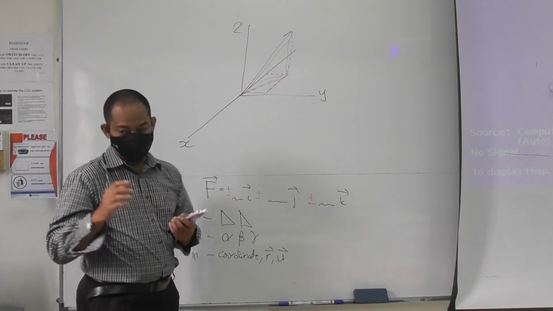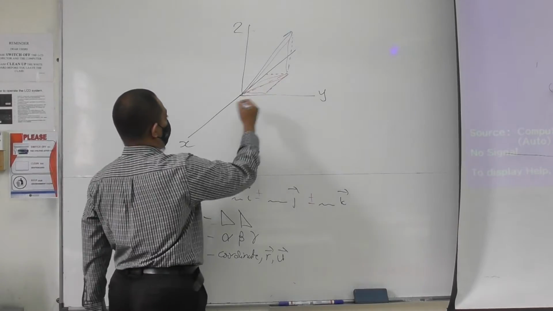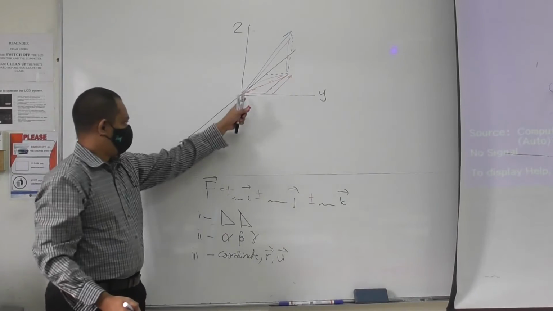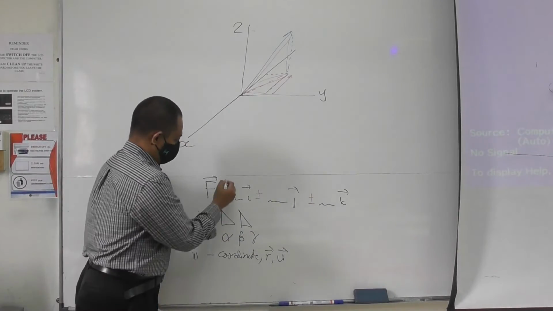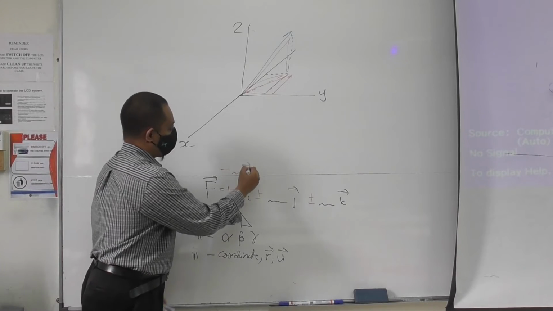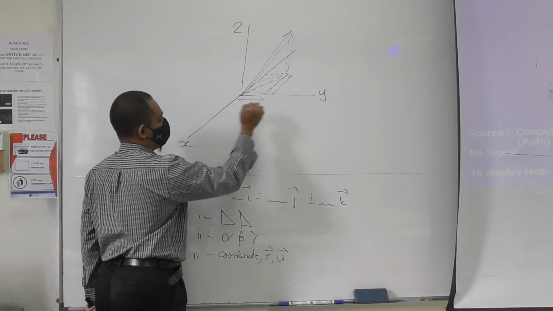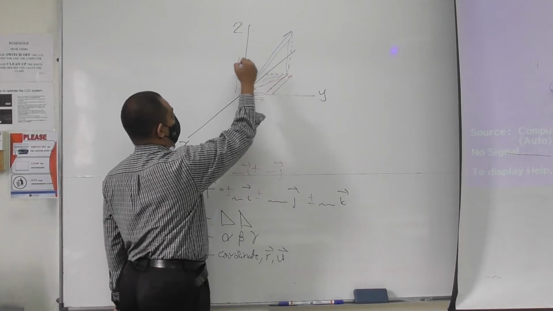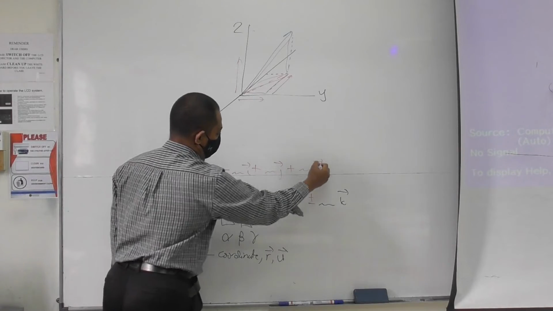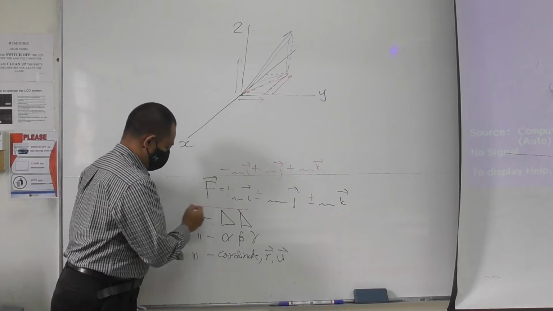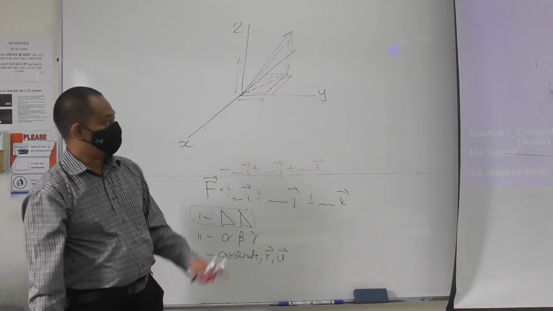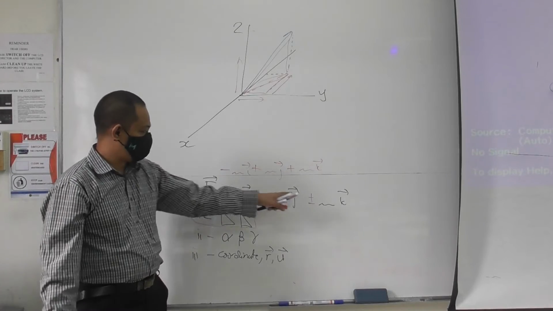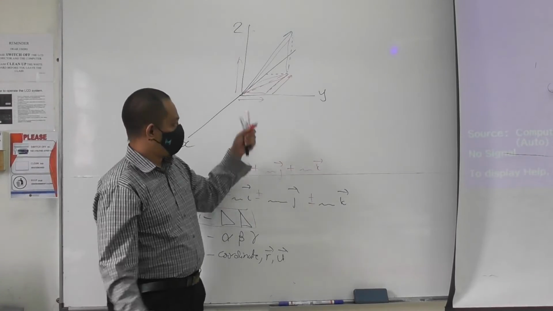But you should be able to tell that in this case x is negative, because positive x is here, so it will be negative i. And y is positive here, because it's the positive direction, so positive j. And z, of course, going up is positive. Right, so that's the nature of this one. You should be able to tell by looking at the diagram, because the triangle just gives you the magnitude. Positive or negative, you tell by the diagram.